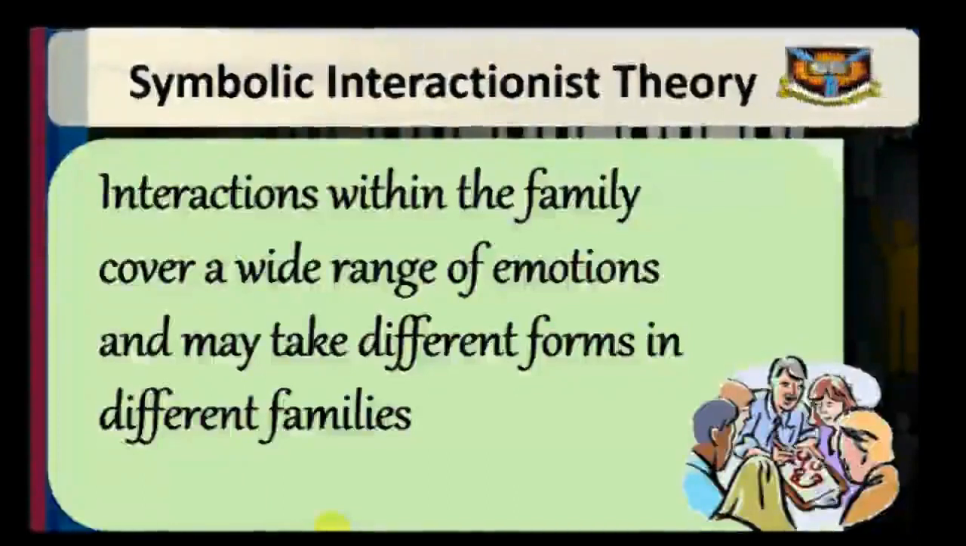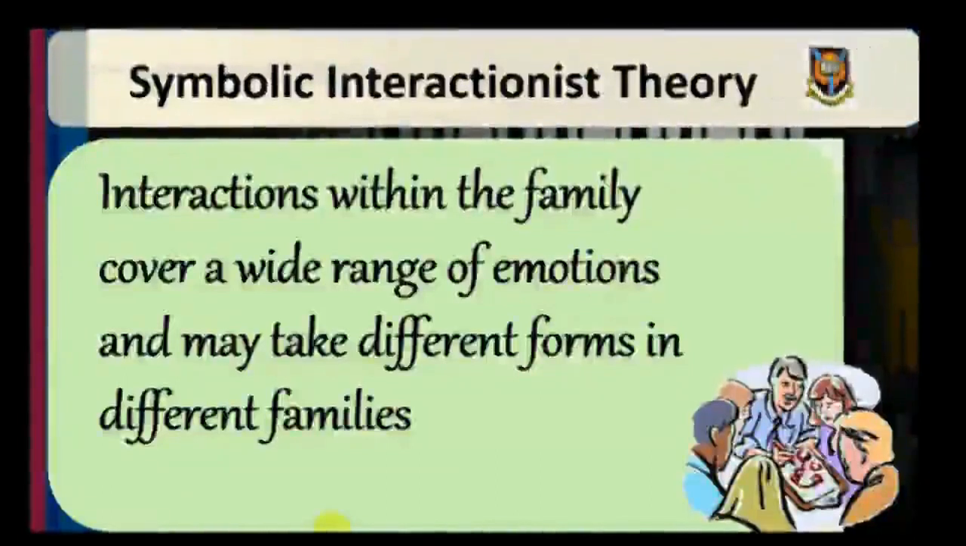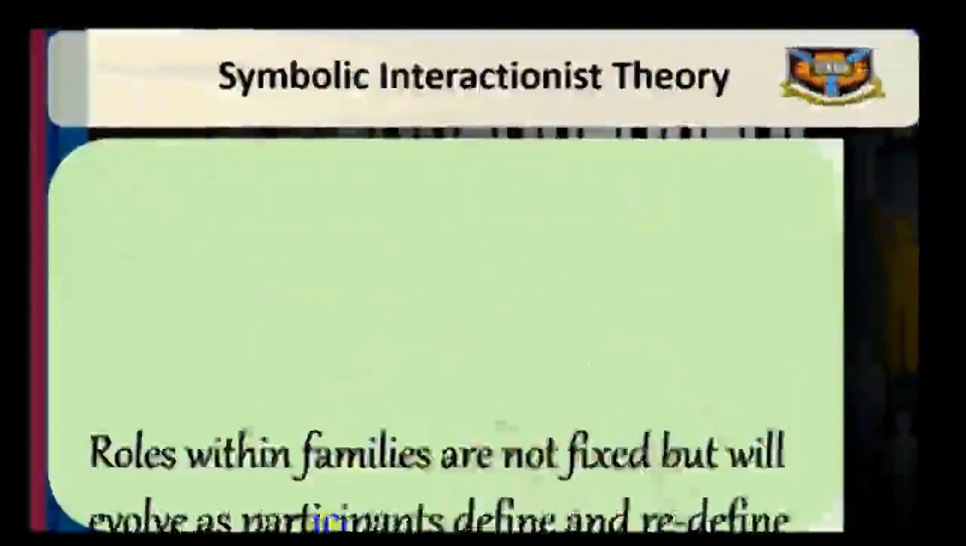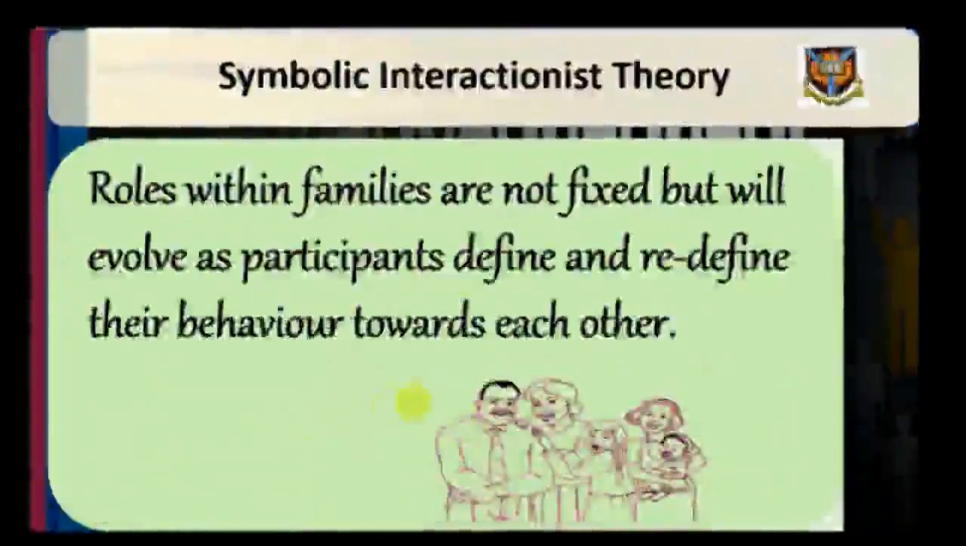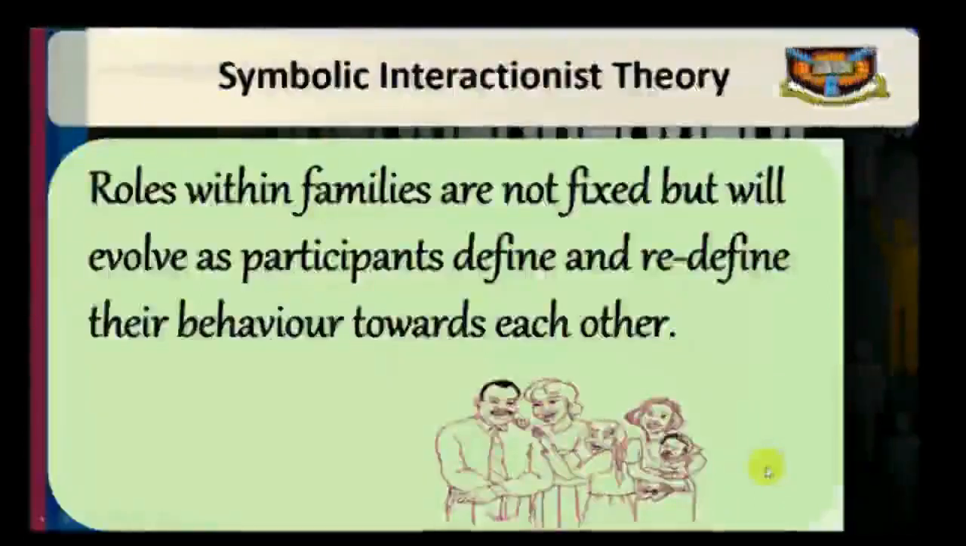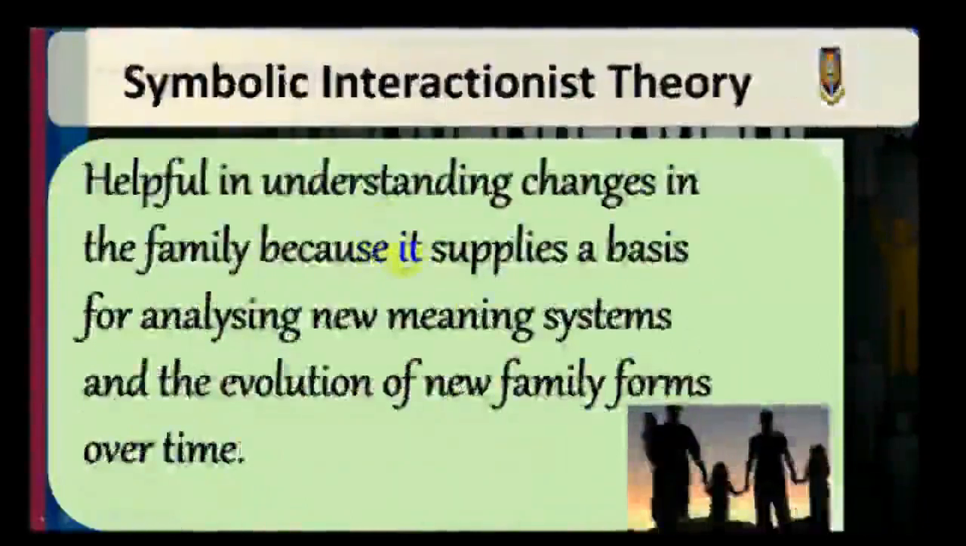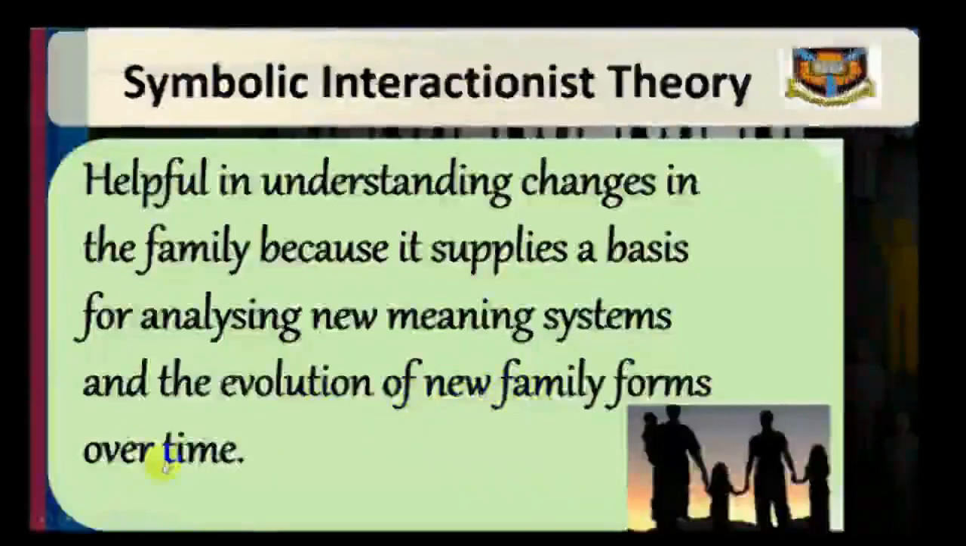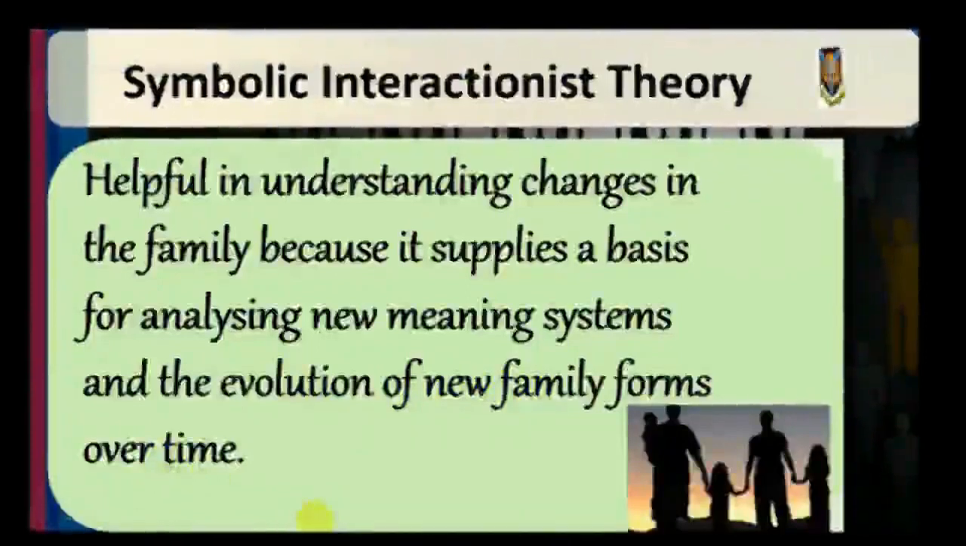The symbolic interactionist perspective emphasizes the construction of meaning within families. Roles within families are not fixed but will evolve as participants define and redefine their behavior towards each other. This perspective is especially helpful in understanding changes in the family because it supplies a basis for analyzing new meaning systems and the evolution of new family forms over time. Each theoretical perspective used to analyze families illuminates different features.